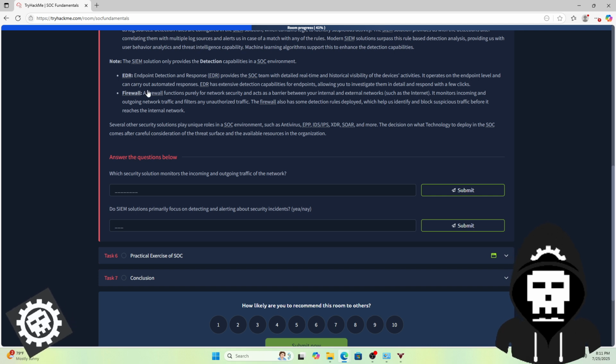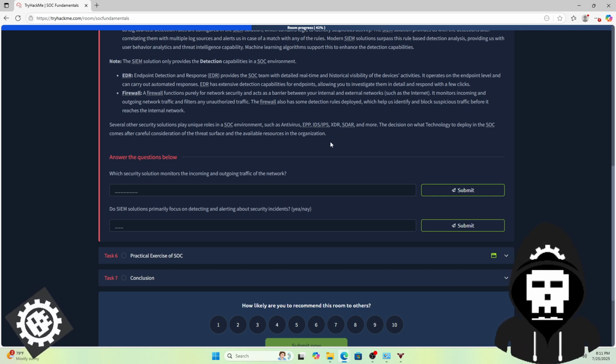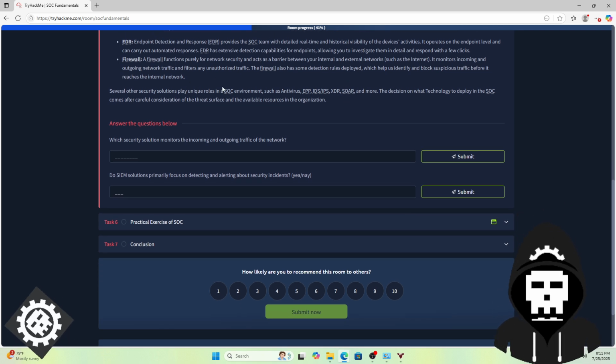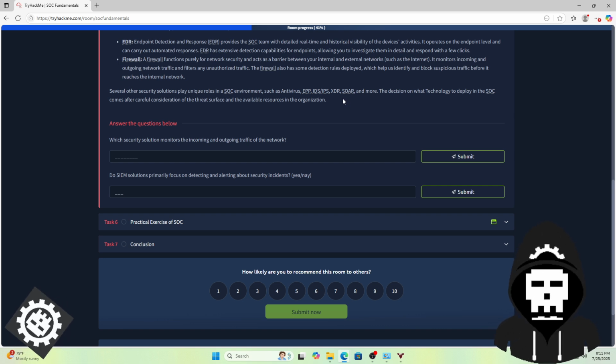They also have firewall listed here. A firewall functions purely for network security and acts as a barrier between your internal and external networks, such as the internet. It monitors incoming and outgoing network traffic and filters any unauthorized traffic. So again, you need a person to be able to configure your firewall rules for you.